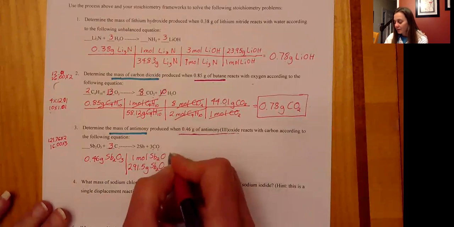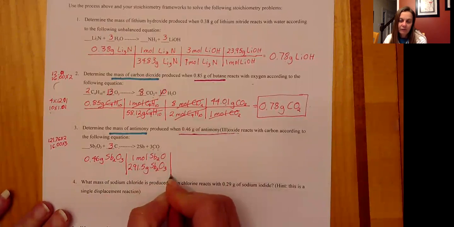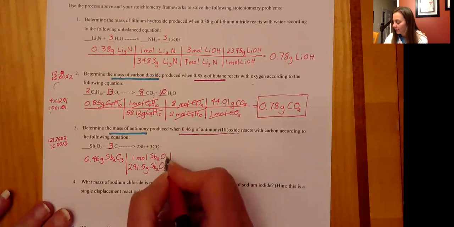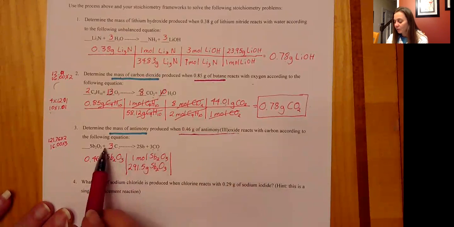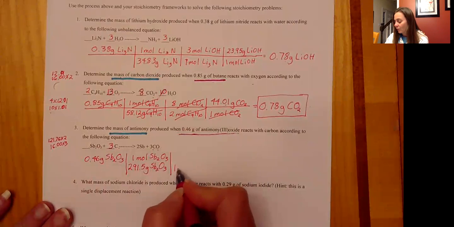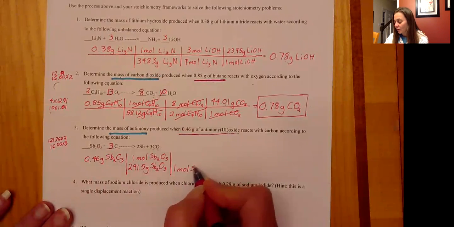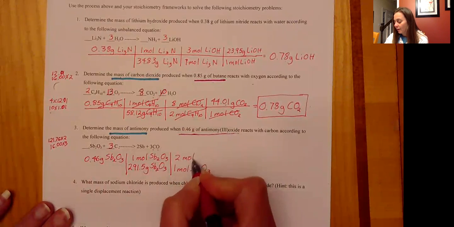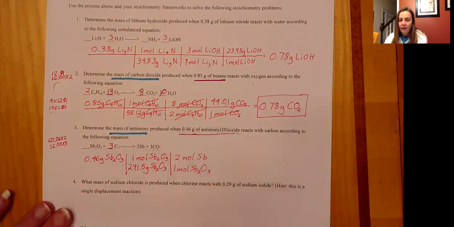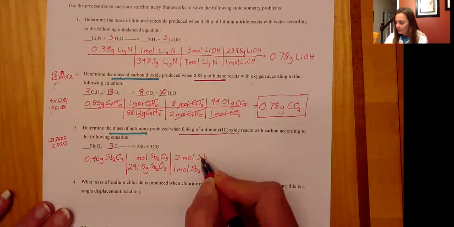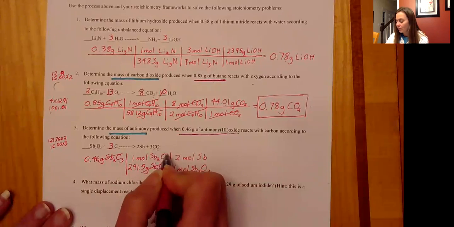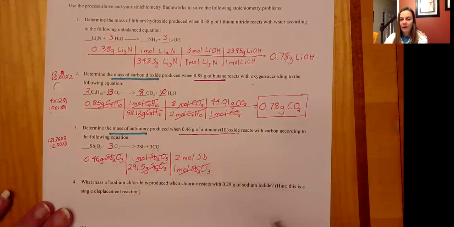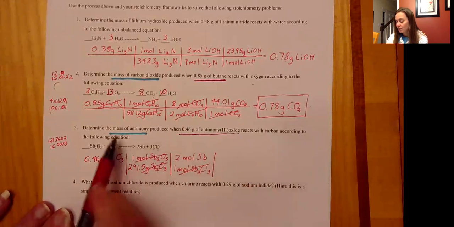So our next step is to use our molar ratio to convert from moles of antimony(III) oxide to moles of antimony. So I look at my balanced chemical equation. For every 1 mole of antimony(III) oxide, I have 2 moles of antimony. And I've converted to moles of antimony. I can see that grams of antimony(III) oxide have canceled out, moles of antimony(III) oxide canceled out, and now I'm just trying to convert to mass.